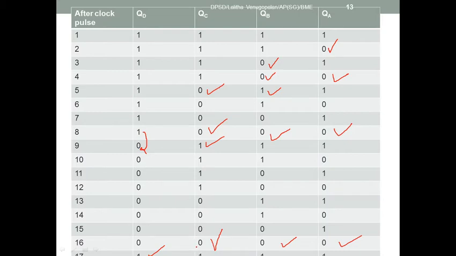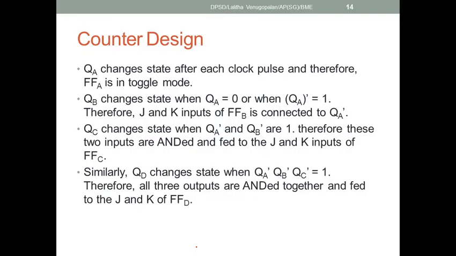So we'll apply this principle, which is exactly the opposite of the up counter principle, to design the circuit. Like I said, QA changes when flip-flop A is in toggle mode. QB changes its state whenever QA is 0, or QA dash is 1. Right, the reset output is 1. So if the reset output of flip-flop A is 1, then QB would change its state.